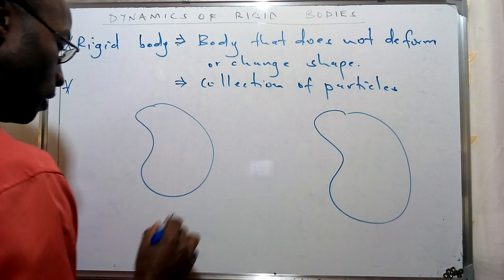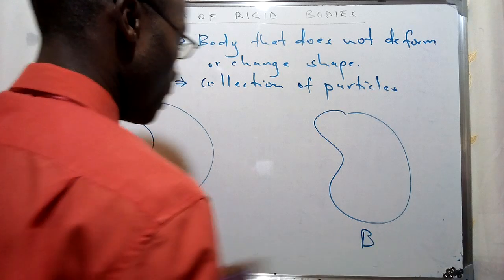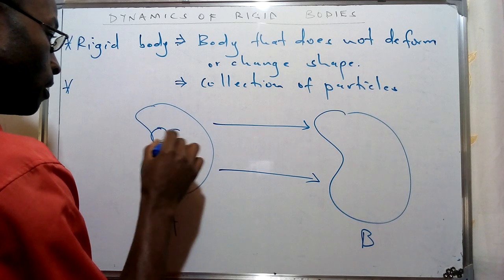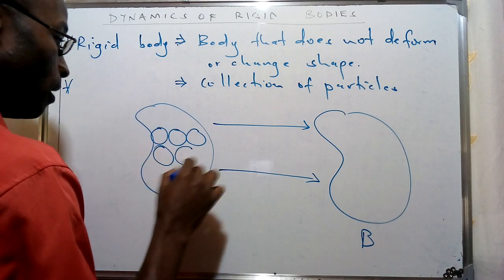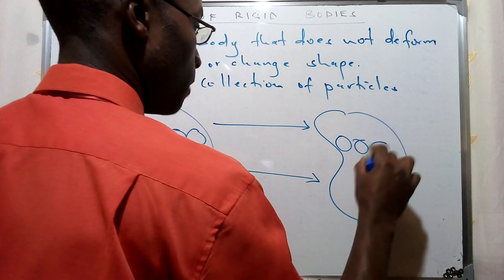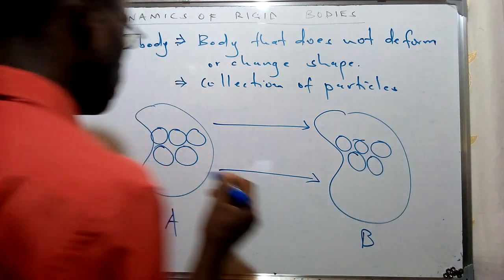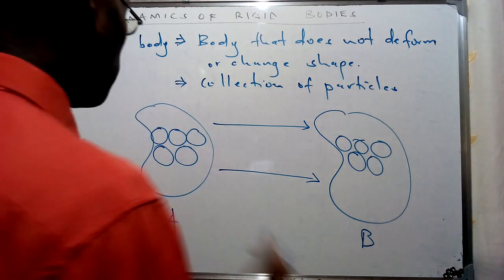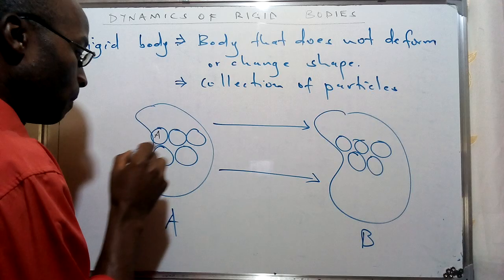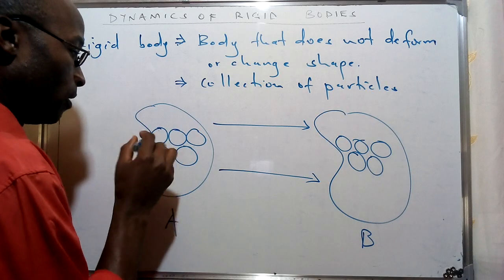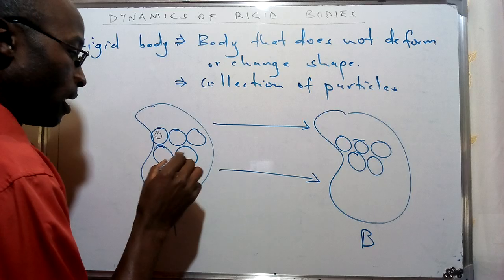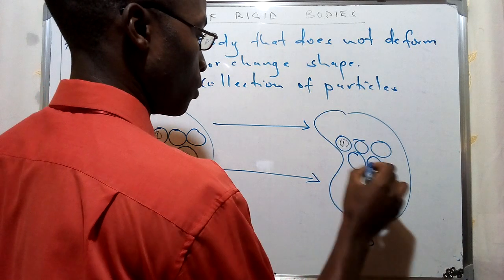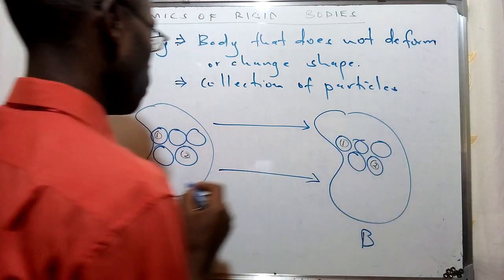If this body is considered to be a rigid body and is changing its position from A to B, and this body consists of a range of particles, which we can show in this illustration, let's consider this one as particle 1 and then particle 2. Upon motion or changing position, the positions of particle 1 and 2 remain as given.